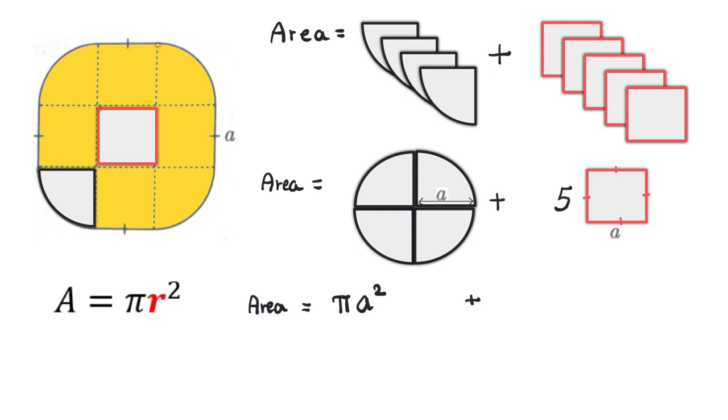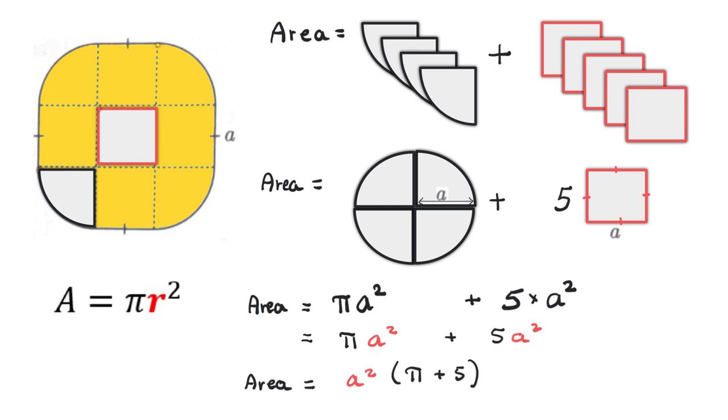And the area of the 5 squares is 5 times a squared. A squared is the area of a square. And you can see that this formula could be factorized by taking the a squared out. So we have a squared with pi plus 5, and that can be our formula. You can find this question in a Year 10 maths book.